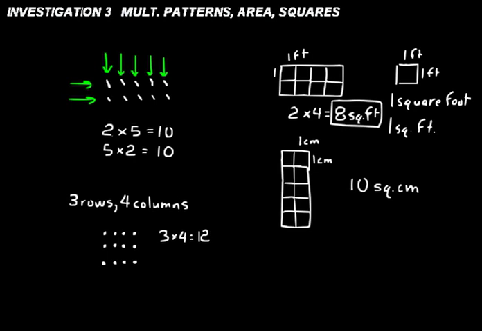Now, we've talked about multiplication patterns, area. Now let's talk about squares and square roots. That has to do with area. For example, let's draw a square, and let's say it was 2 inches by 2 inches.